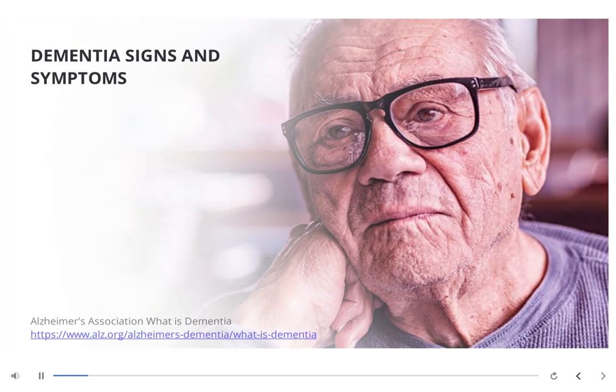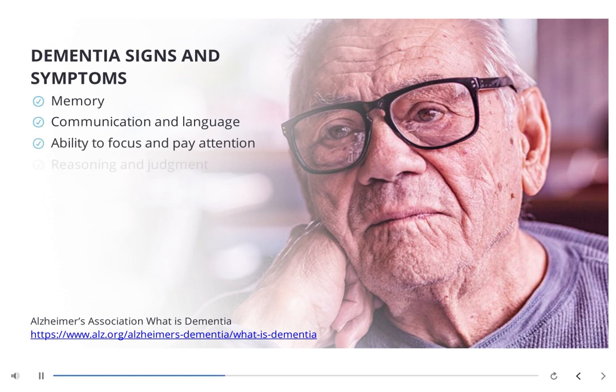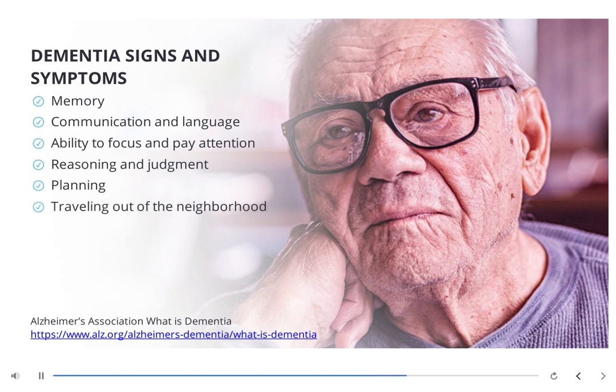Dementia signs and symptoms vary based on the type of dementia and an individual experience, where not everyone will be the same. Caregivers will notice changes in memory, the ability to communicate, focus, and follow through. Reasoning and judgment are affected. The person will experience challenges in planning. A spouse may notice that her husband, once an excellent cook, is no longer able to prepare a meal properly. Some caregivers become concerned because their loved one starts to get lost when traveling a short distance from home.